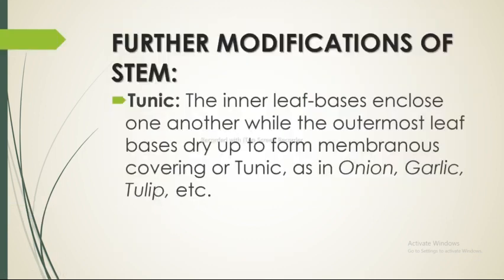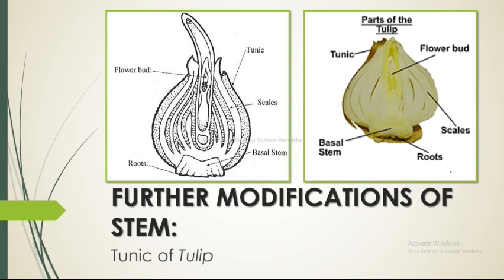Next is the tunic. The inner leaf bases enclose one another, while the outermost leaf bases dry up to form the membranous covering or tunic, as in onion, garlic, and tulip, etc. Further modifications of stem. So this is the tunic of the tulip. For example, this is the tunic.